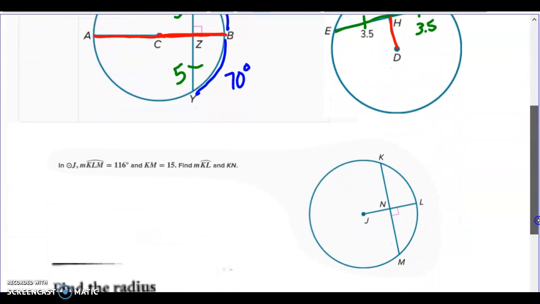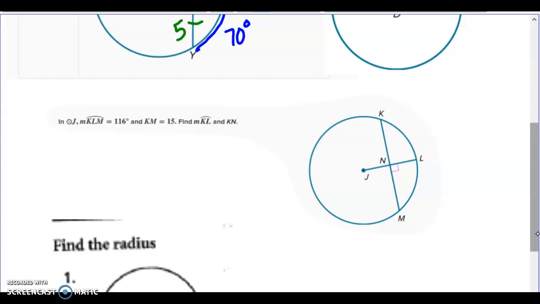All right. Our next example says in circle J. So again, see this notation on how to name a circle. The center is J. So in circle J, the measure of arc KLM is 116. We know K to M is 15, so this right here is 15. It says find the measure of arc KL and segment KN.